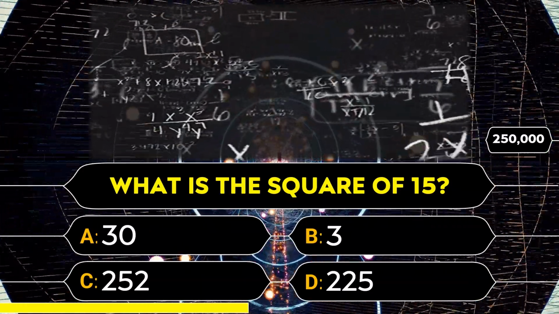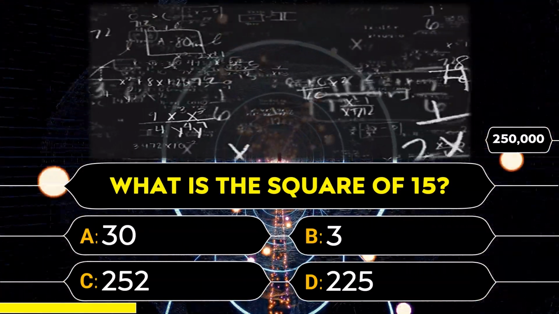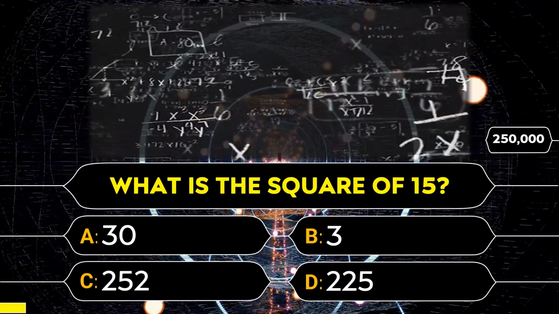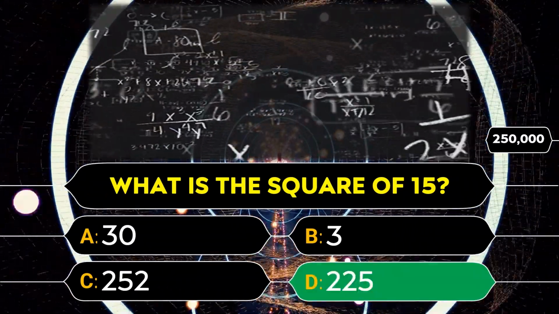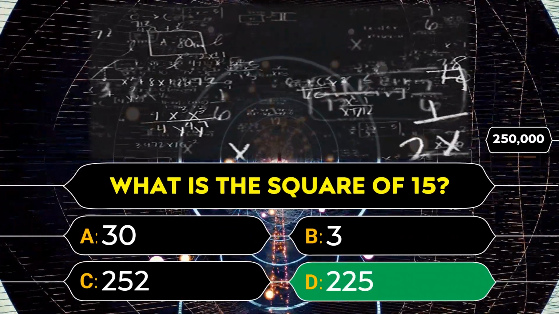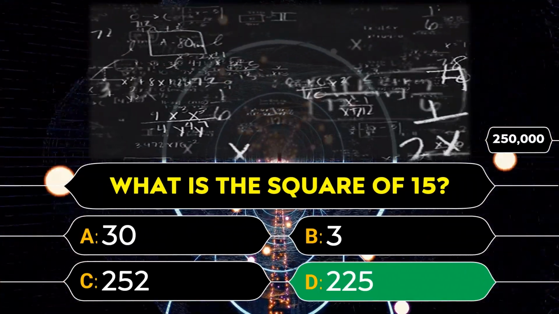Do you know what the square of 15 is? The square of 15 is 225. We can easily find the square of a number by multiplying the number 2 times.